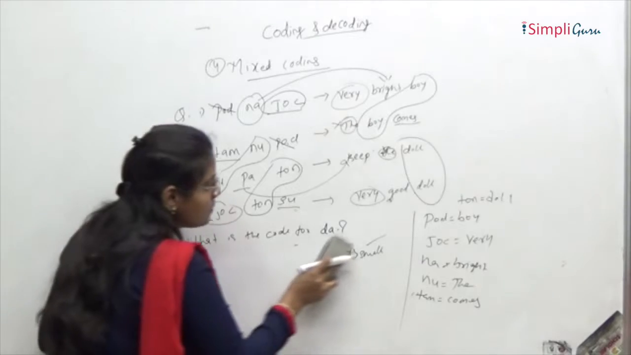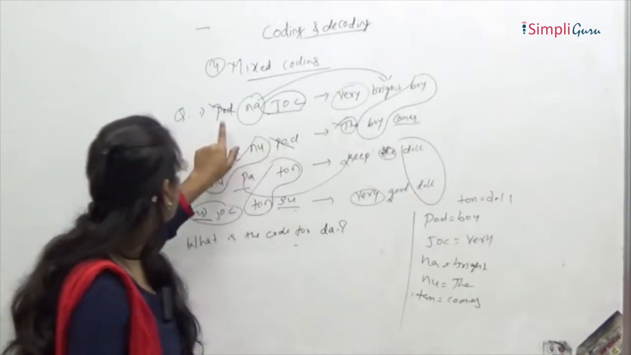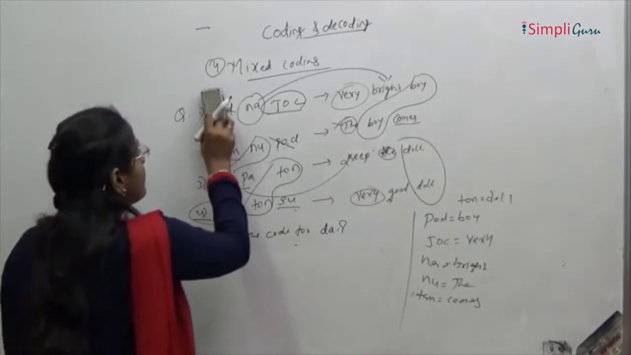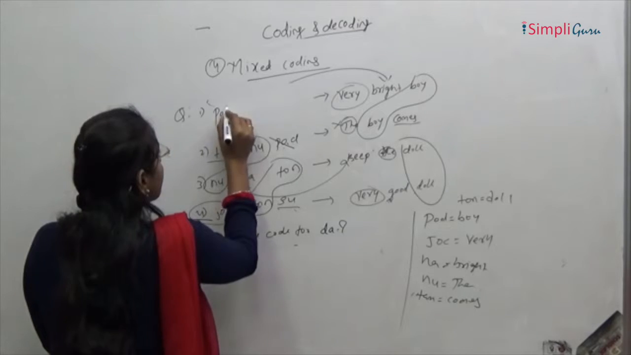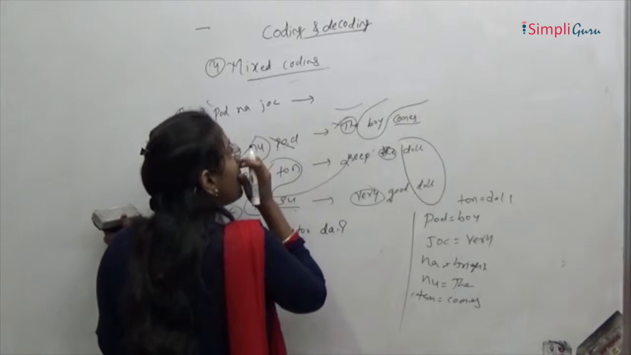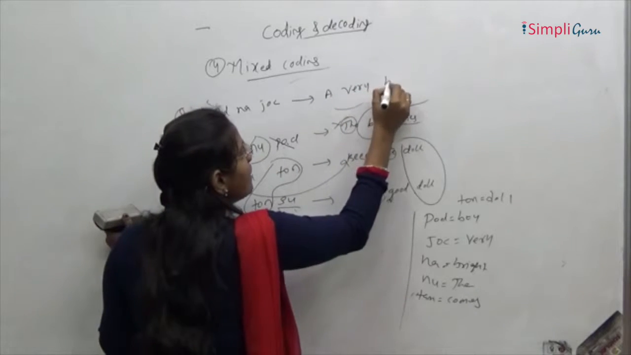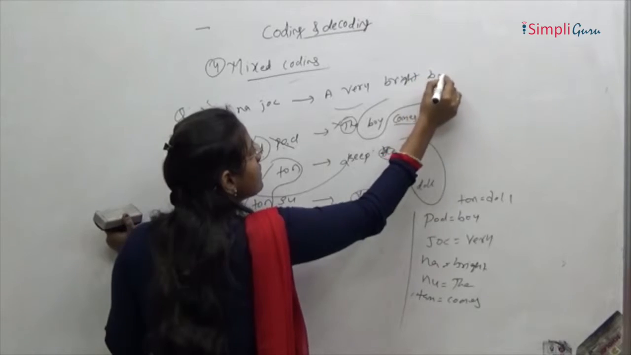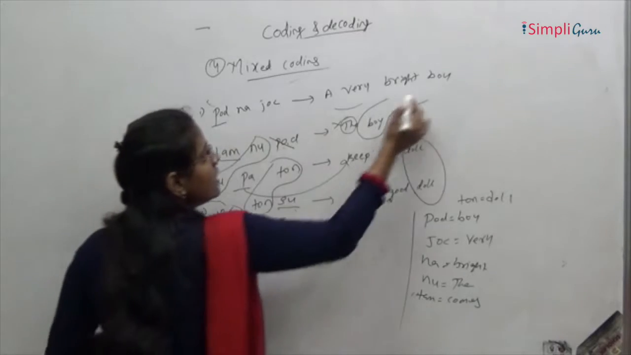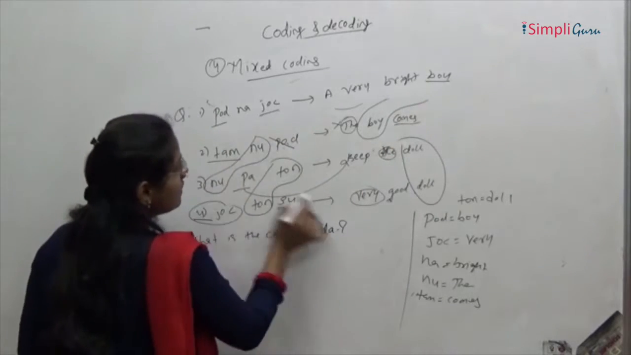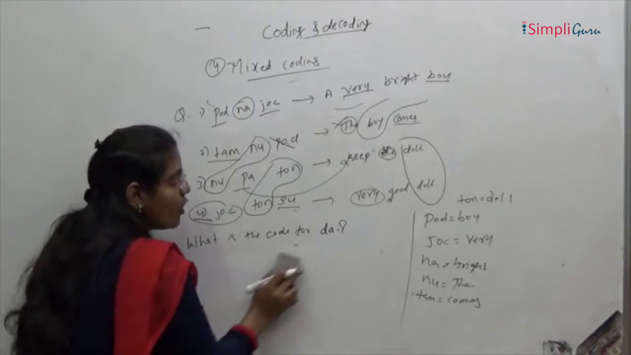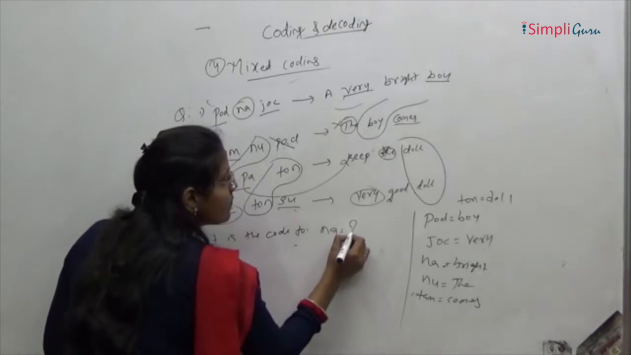And one more thing is, sometimes for the same thing, pod na jock is there, no? For the same pod na jock, I will be writing it as a very bright boy, a very bright boy. So pod is coded with boy, jock is coded with very, right. I am left with na. What they are asking is, what is the code for na?